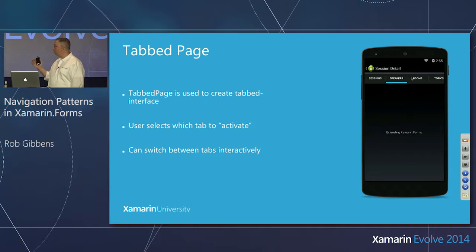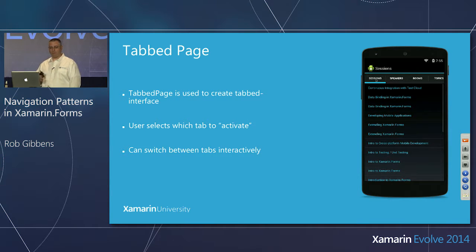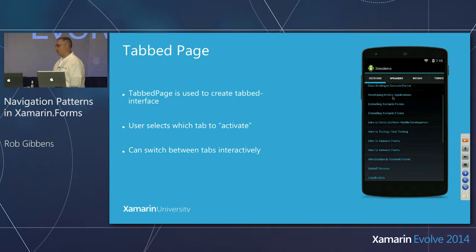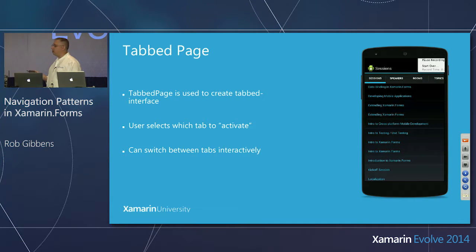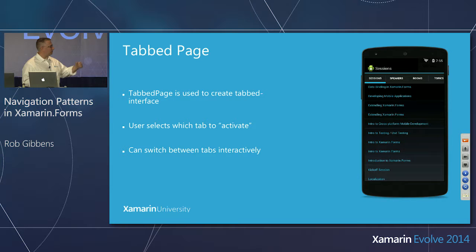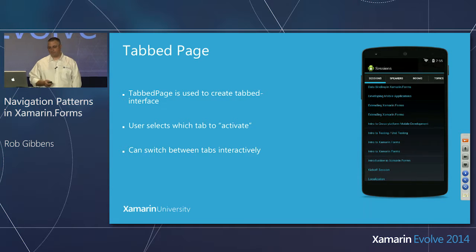Each tab also hosts its own page, which is interesting because by hosting its own page, this tab can host, for example, a navigation page. You can see here that each tab that we're looking at, the sessions, the speakers, rooms, is still hosting that same list, and I could drill down individually on each one of those. So tabs are an excellent option for navigation when you have just a few sections of content, maybe 3 or 4 sections.